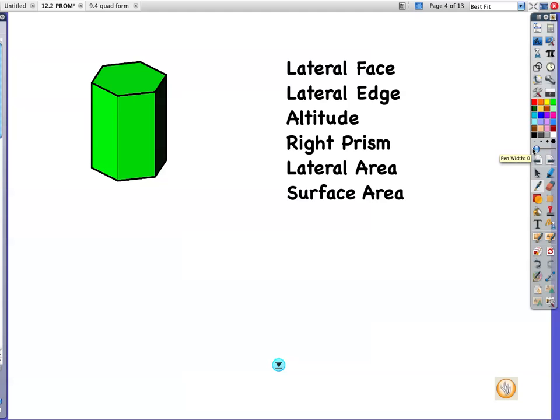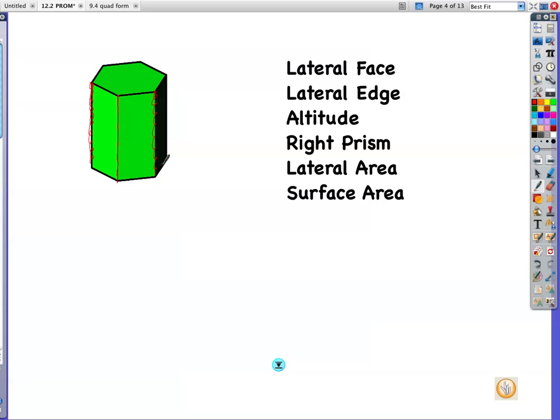Here's a lateral face. I'm going to do that in red. Basically, that rectangle is a lateral face. A lateral edge would be, here I'm doing red again. It's where the face meets another face. There's a lateral edge. Here is a lateral edge. Here is a lateral edge. It's where this face right here meets this face, even though that face is in black.